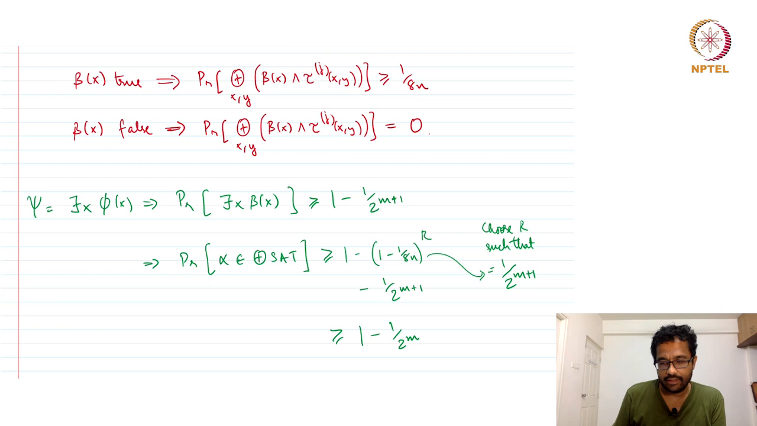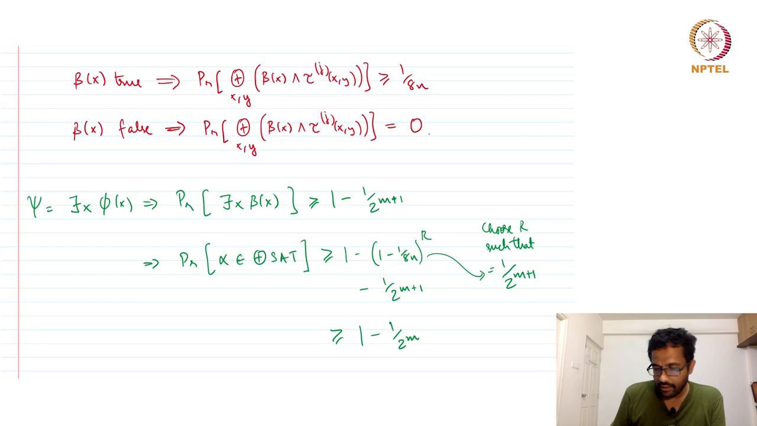So the probability of success of one such trial is 1 by 8n, and the probability of error is 1 minus 1 by 8n, right? And the probability that all of the r trials are failures is 1 minus 1 by 8n whole power r, the term that is over here. That is the probability that, for the correct beta, alpha turns out to be incorrect. And then we also have this term, minus 1 divided by 2 power m plus 1, which is coming from the probability of beta itself being incorrect.